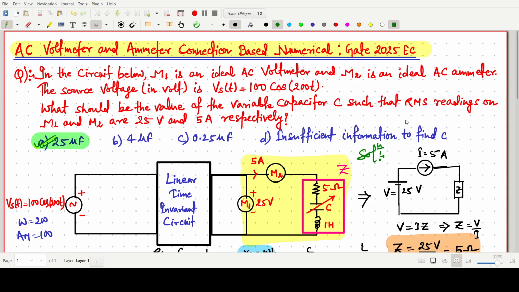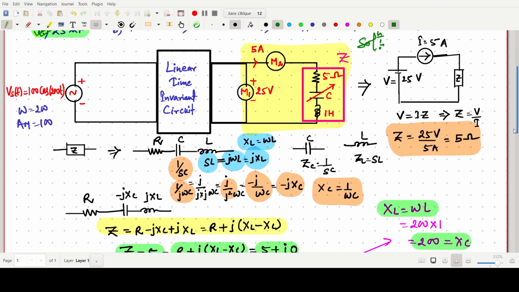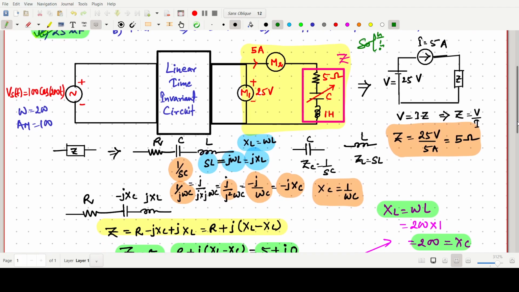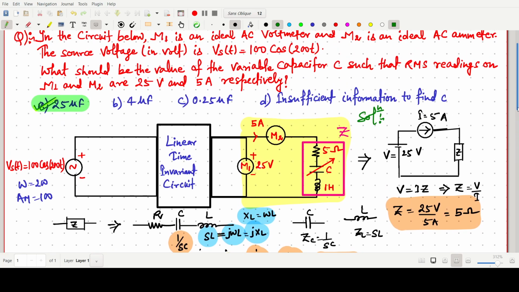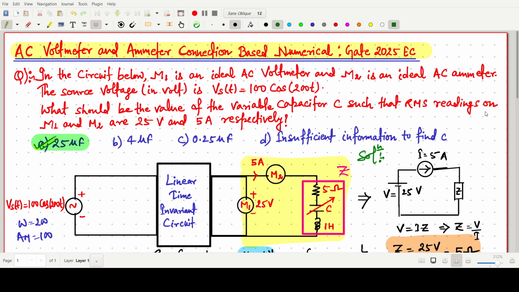Okay, so this is all about this question, and this is the GATE 2025 DC question. So the thing is, we have to know this concept of how to solve or tackle this type of question. Omega is given, everything is given. We can find the value of C for which the RMS reading of the ammeter is 5 ampere and voltmeter 25 volt. This is all about this numerical.